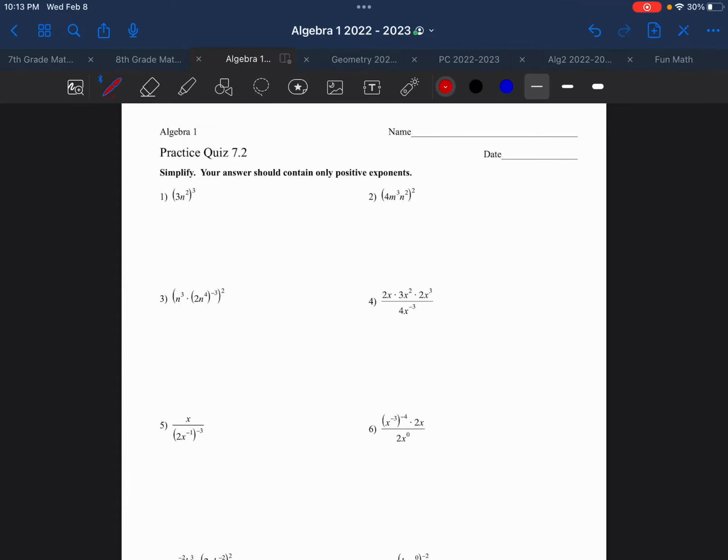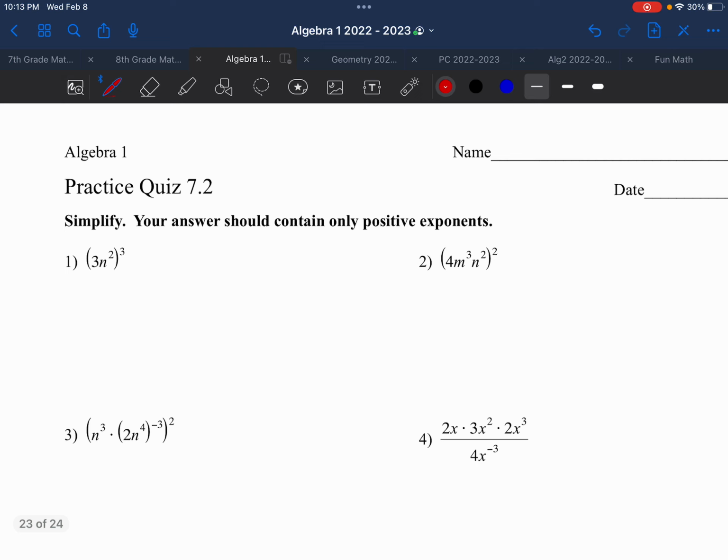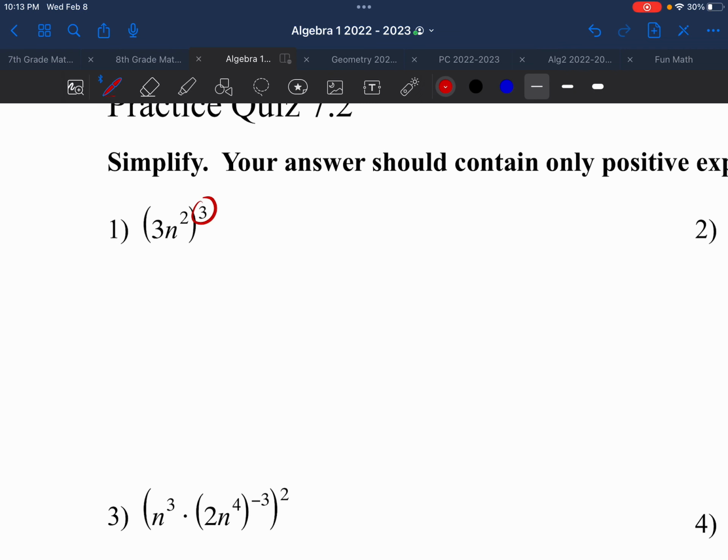This is Algebra 1, Practice Quiz 7.2. In number 1, I see some parentheses and I have this 3 that's to the power. I can distribute this 3 to both of these two bases here. So let me zoom in so I can see this a little bit better. This 3 is going to be distributed to this n and this other 3.